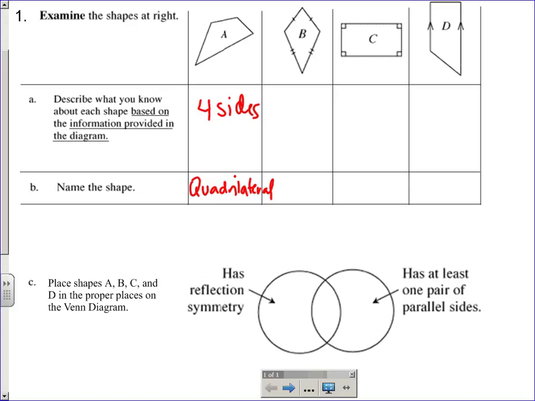All right, these single tick marks in B mean those 2 sides are equal. These double mean that these 2 sides are equal, but not all 4 are equal together. Important, not all 4 are equal together. I have 2 pairs of adjacent, which means next to, sides equal. Looking at my blue toolkit, I know that's the kite.